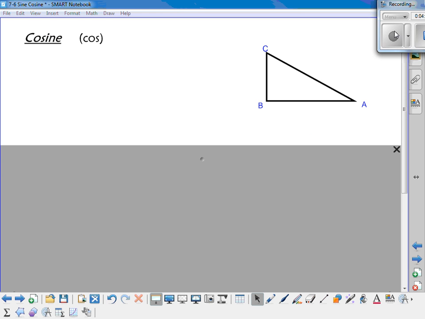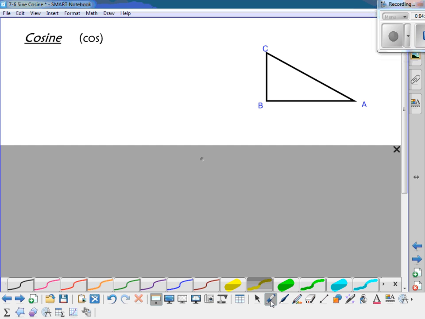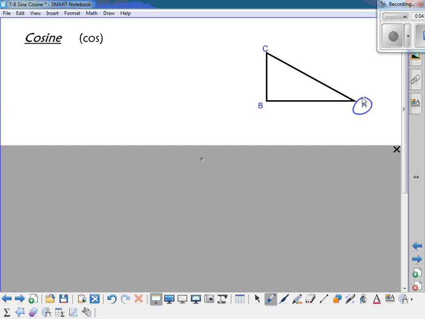All right, the next trig ratio we're going to talk about is cosine. Cosine is abbreviated COS. Again, we're going to look at angle A here. The cosine of angle A is going to be the adjacent over the hypotenuse. For angle A, adjacent is right next to it, touching it, and the hypotenuse is opposite the right angle.